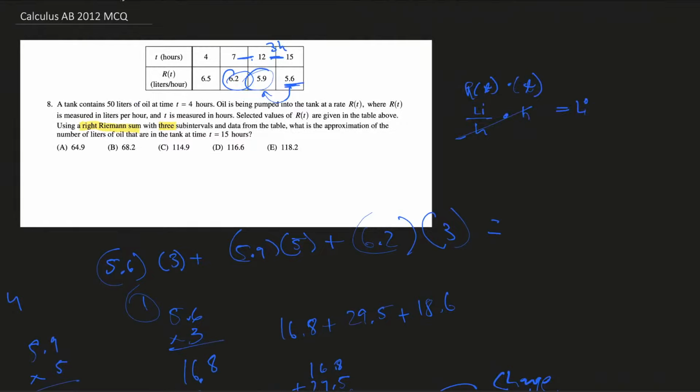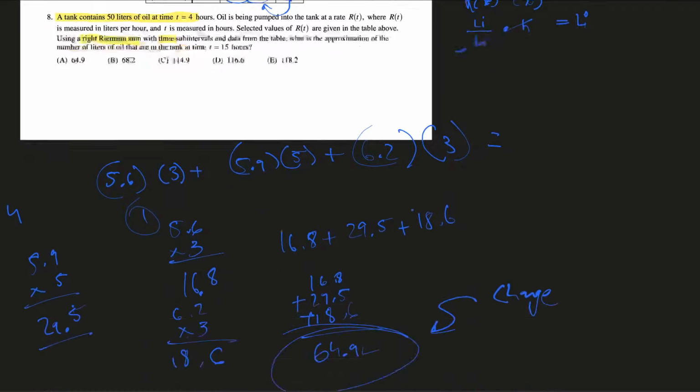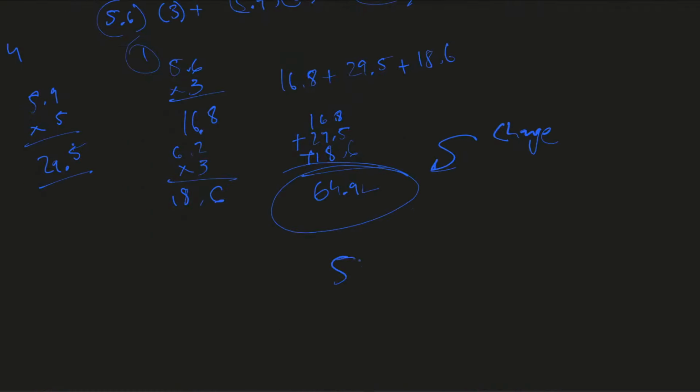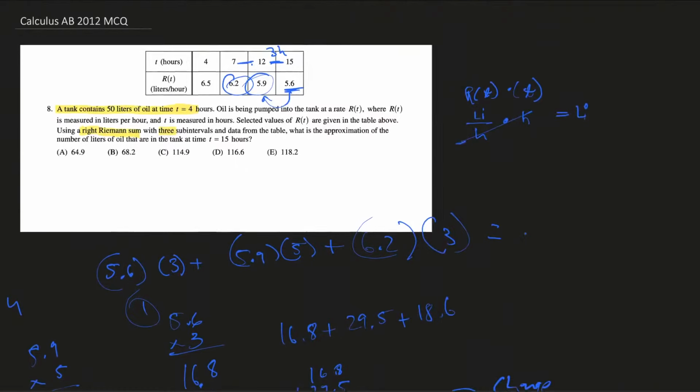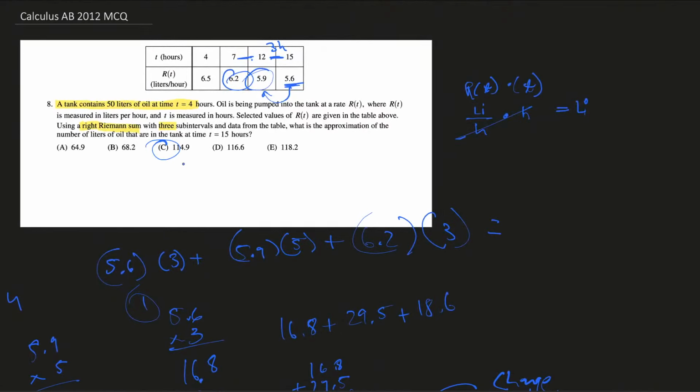So the crucial information here is the tank contains 50 liters at time t equals 4. So you're going to have to take 50 plus this amount, and that's the final answer, which is 114.9 liters. This is the final answer because now you took the initial starting amount plus the change to get your final answer, and that's C.